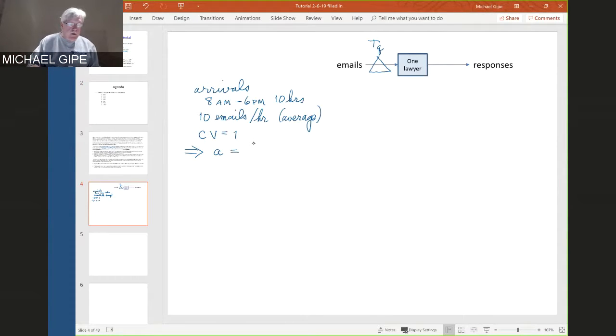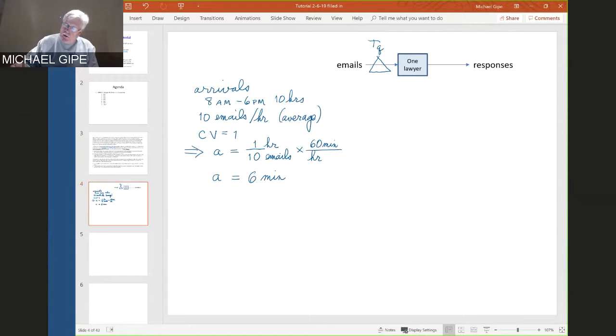So we have inter-arrival time of 1 in 1 hour, we have 10 emails. And to convert that to minutes, we have 60 minutes per hour. And so that makes our inter-arrival time 6 minutes on average. That's it for the arrival side.